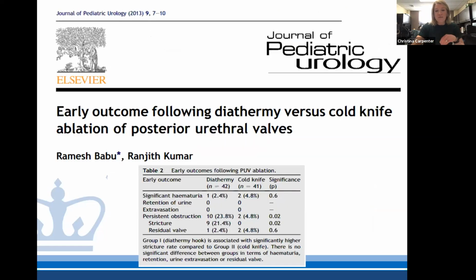There was a paper published in the Journal of Pediatric Urology in 2013, and this compared 83 patients, half of whom underwent coagulation with cautery with a hook, and others who had cold knife. In this paper, they concluded that there was a significant difference in outcomes between the two groups, and that the cautery group had a significantly higher rate of strictures. So they recommended against using cautery.